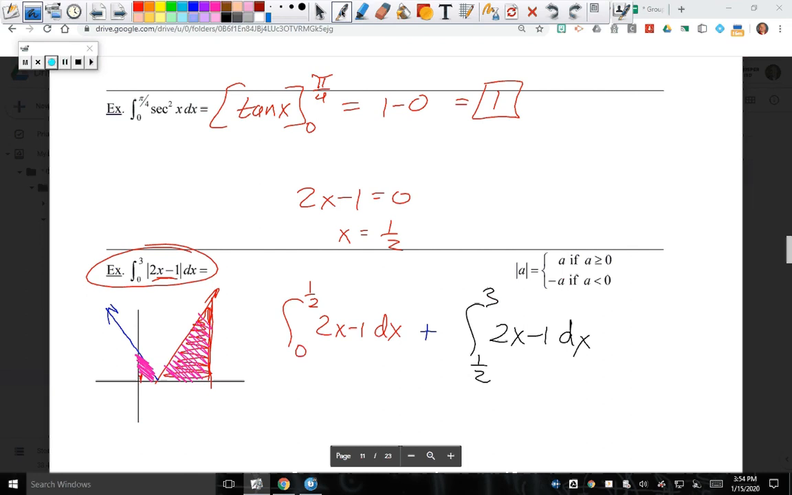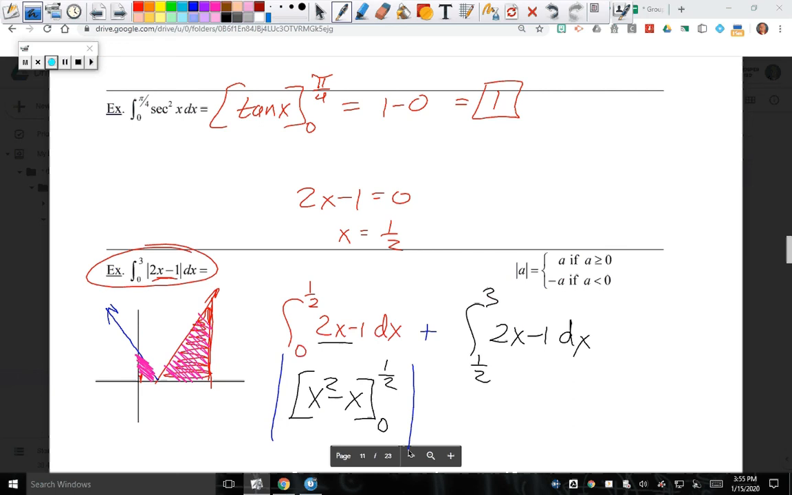Here we go. 2x becomes x to the 2 over 2 times the constant multiple rule of 2. What does it become? x squared. What does the minus 1 become? Minus x. This is my antiderivative that I'm evaluating from 0 to 1/2. Whatever I get, I'm going to do that afterwards.